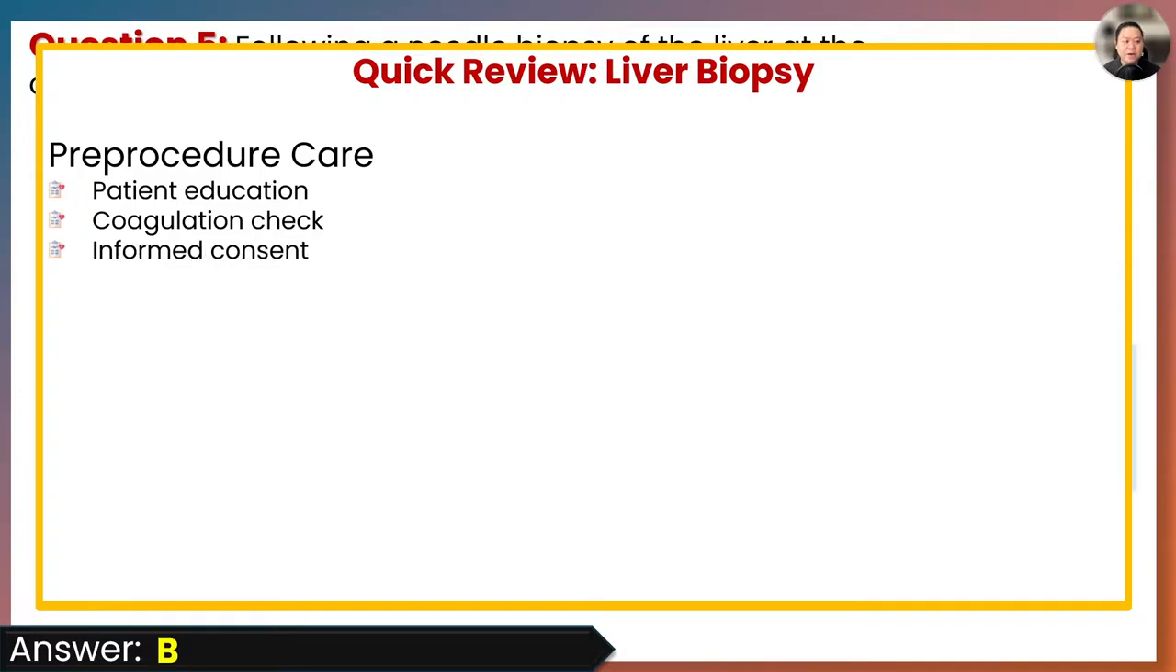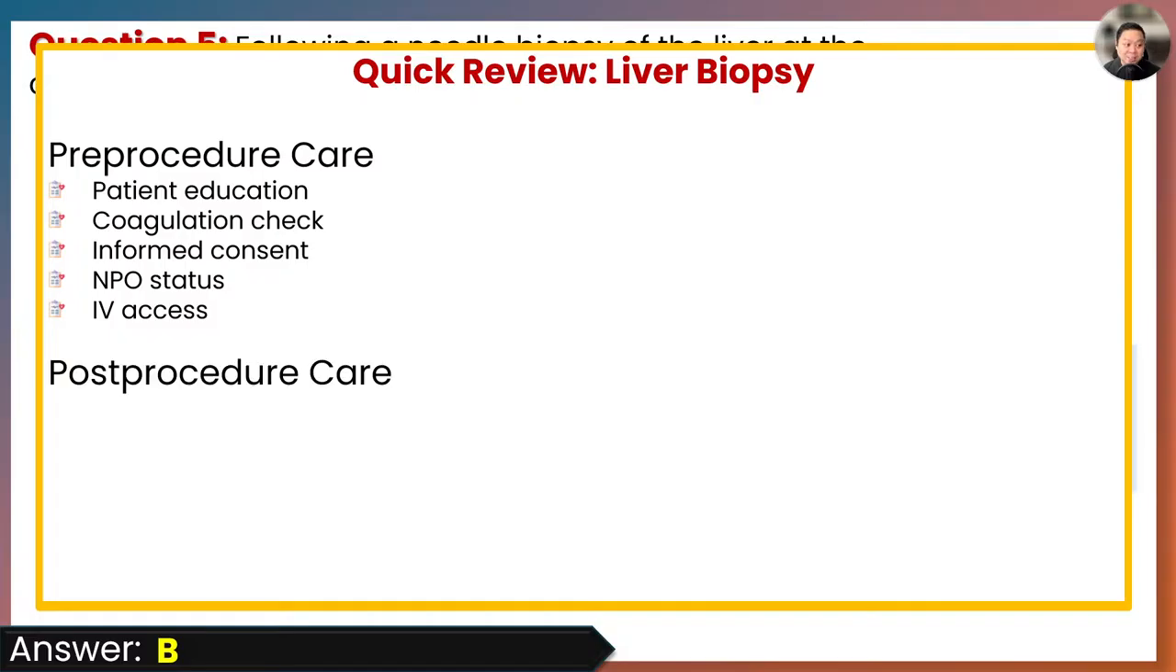And make sure that you verify that the informed consent has been signed before they receive any sedative, and make sure that they are kept NPO after midnight before the biopsy to reduce the risk of infections. And also, we are going to establish the IV access so the nurse in the pre-op or the pre-procedure area can administer those sedative medications to help the patient relax.